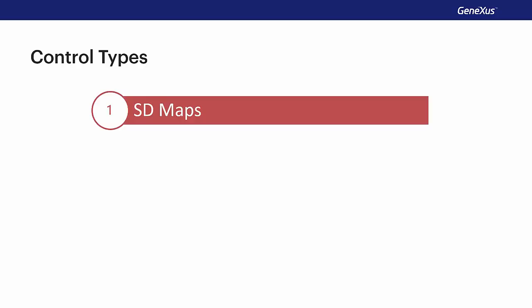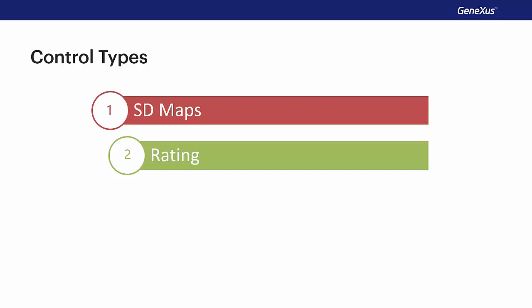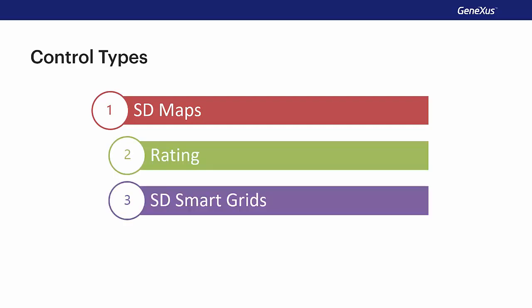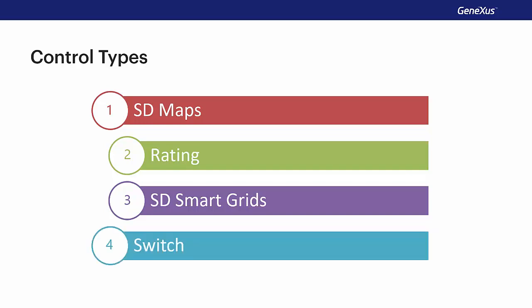Let's continue studying different types of controls that will help us offer a better user experience and a friendlier interface. We'll start with the SD Maps control to see information on a map. And then we'll see the rating control for numeric attributes. We'll continue with the SD Smart Grids control type that will allow us to view grids with improved features, and finally, we'll talk about the switch control that we can use with Boolean attributes.